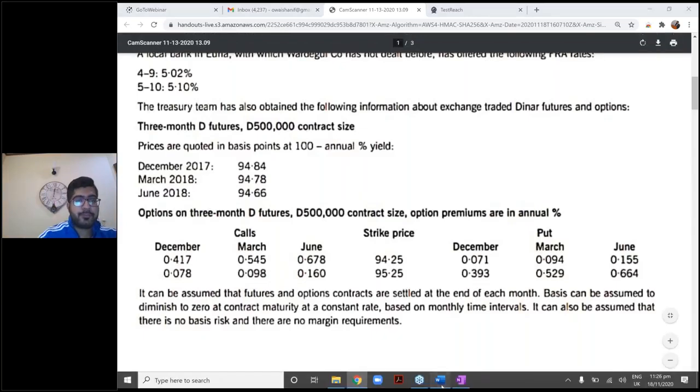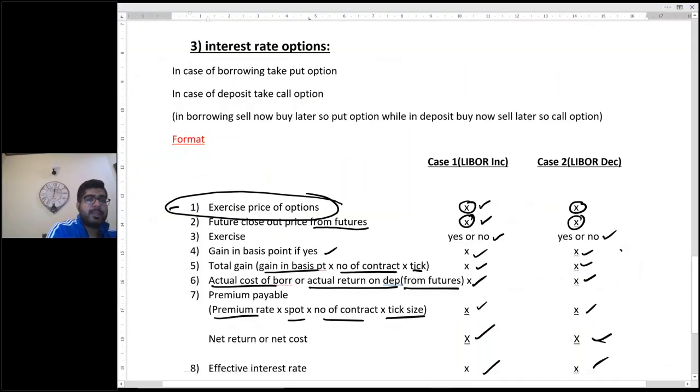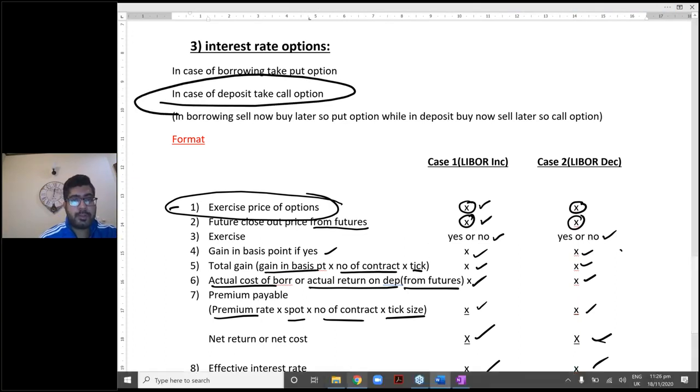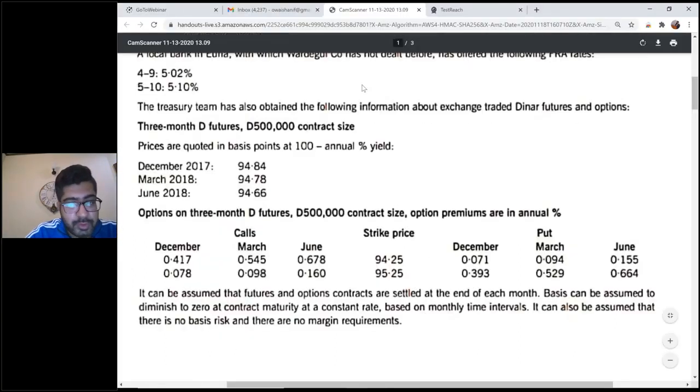Rule: in case of deposit, take call option. So go to call option. Deposit case, go to call option.